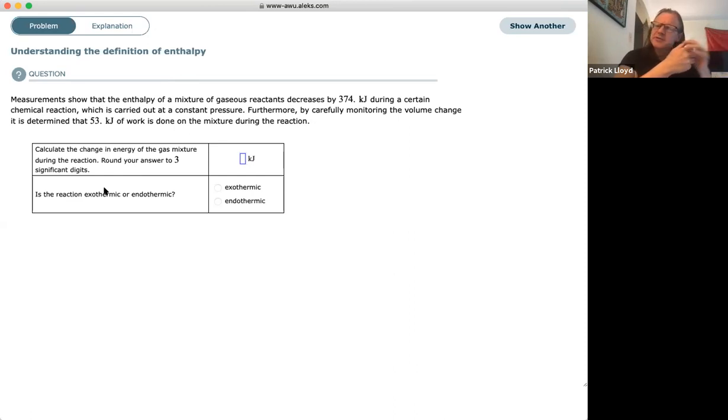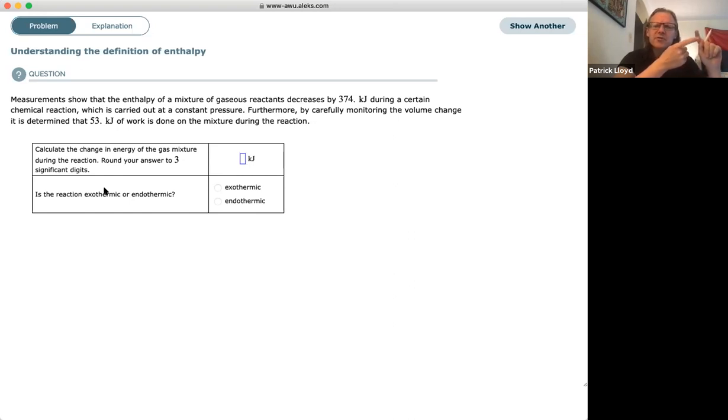So again, enthalpy, delta H is equal to Q under those circumstances. Furthermore, by carefully monitoring the volume change, it is determined that 53 kilojoules of work is done on the mixture. So again, the sign of the work will be positive because it's being done on the mixture. If it said that it was being done by the mixture, then work would be negative, but it's being done on the system, on the gases. So W is positive 53 kilojoules.